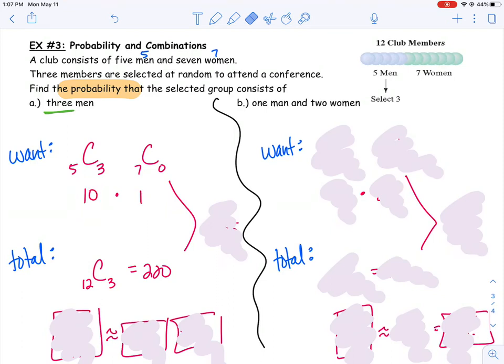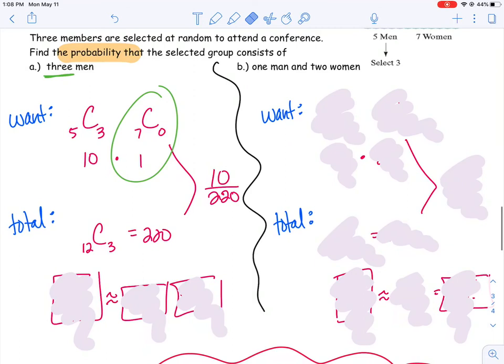So really, just a total of 10, right? This part doesn't affect my total answer. I still get 10 because 10 times 1 is still just 10, right? So there are 10 ways I can pick 3 men out of a total of 220 ways. So my probability would be 10 out of 220 or 1 out of 22. If they ask me for a decimal, I can divide it and say 0.05.